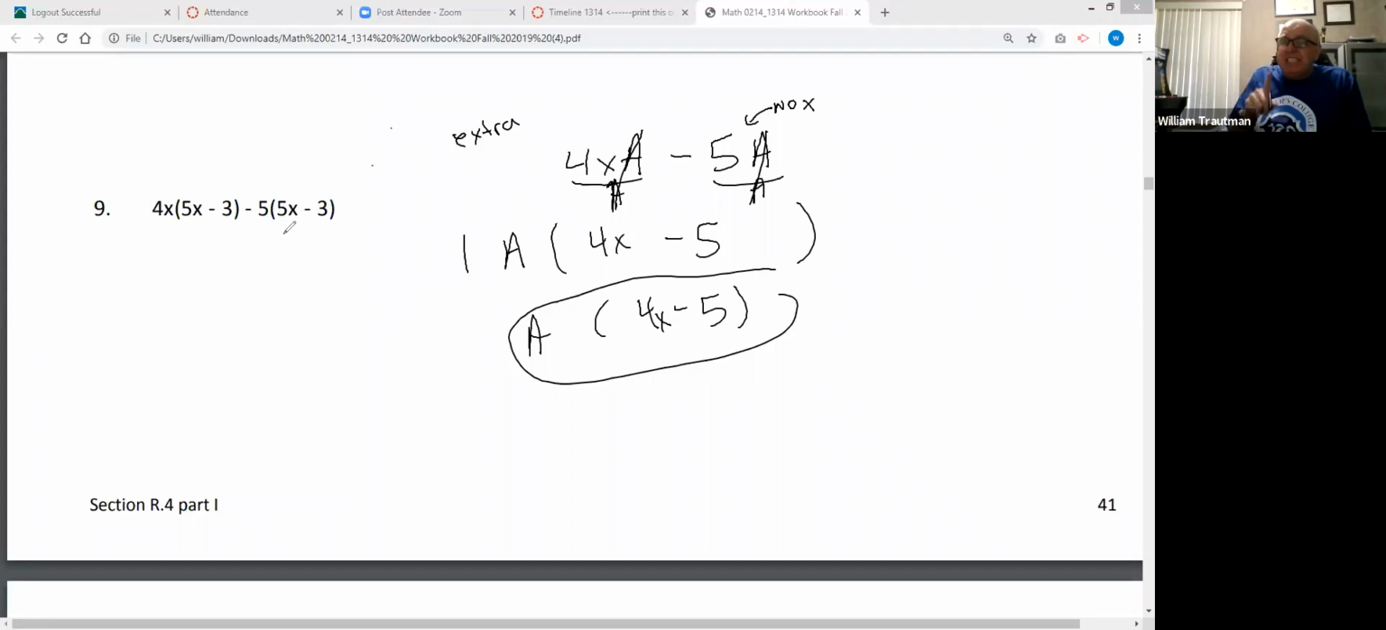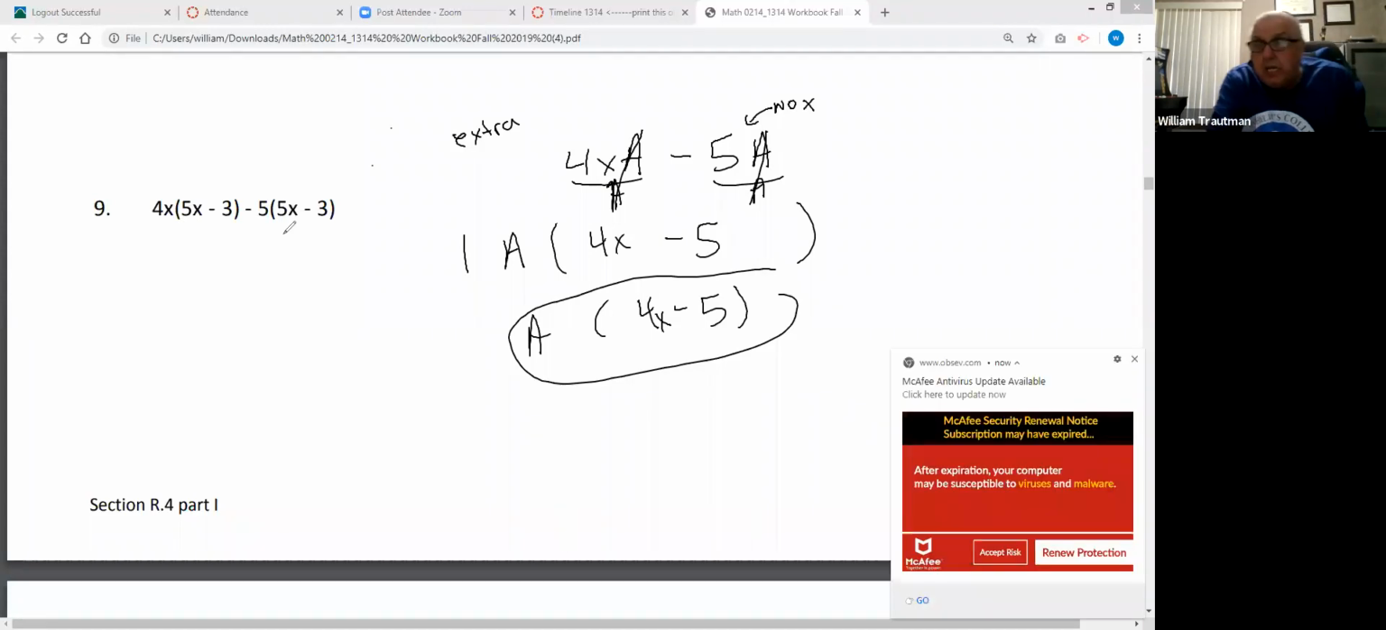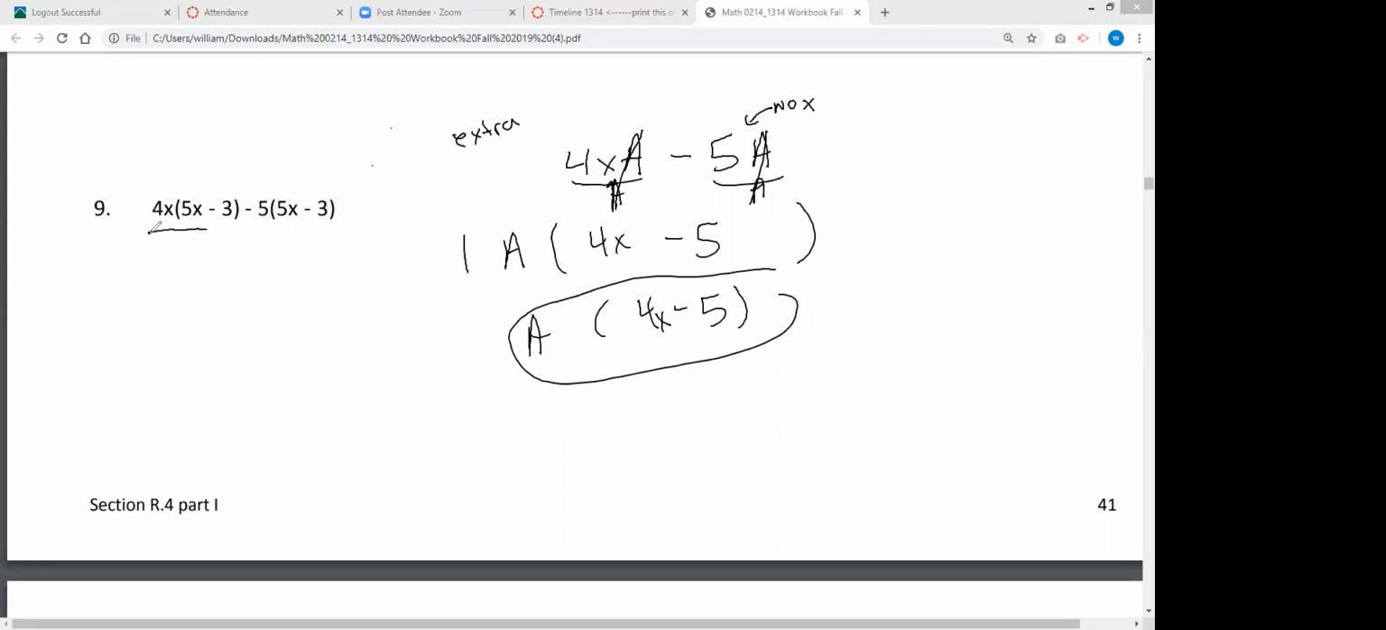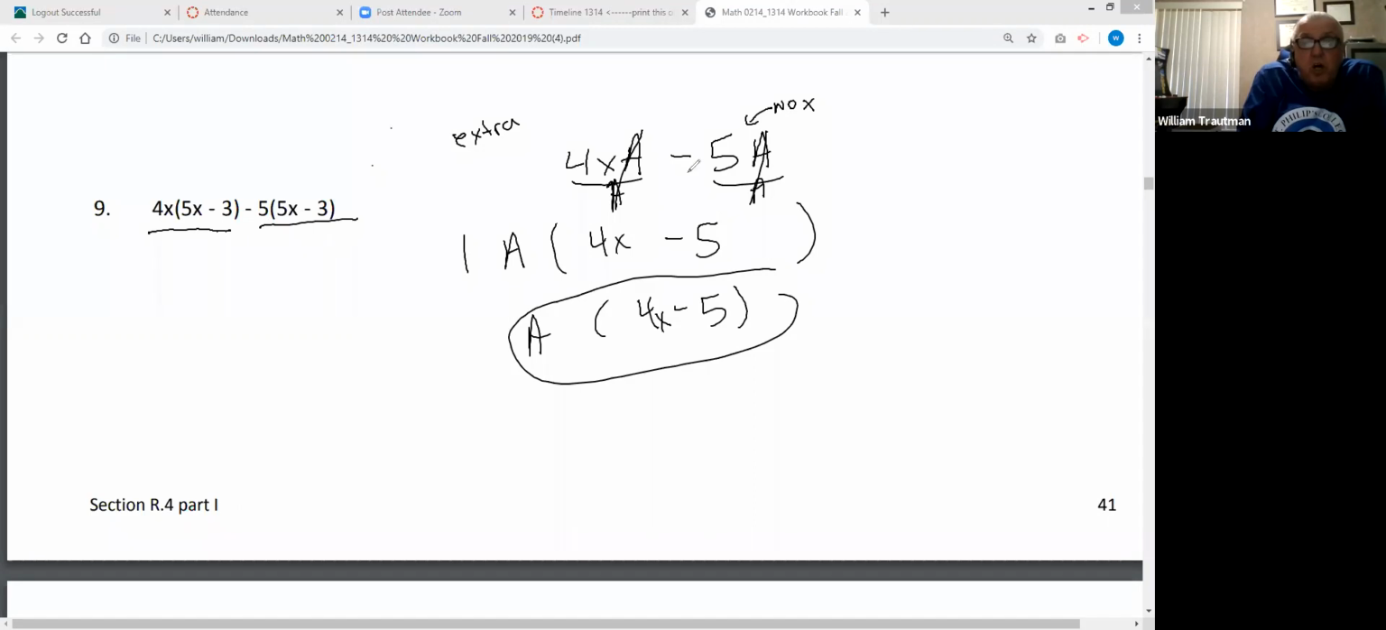Many people get this confused. Number 9. For number 9, how many terms do I have? A lot of people have a hard time with this. 2. I have two terms. This is a term and this is a term. All terms are multiplying together until you have an add or subtract. This is a parenthesis, so it has to stay together. It's 4 times x times the parentheses minus 5 times the parentheses.